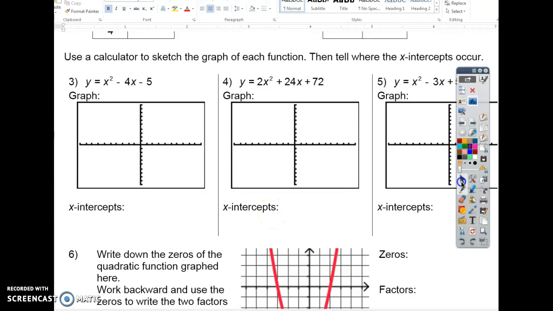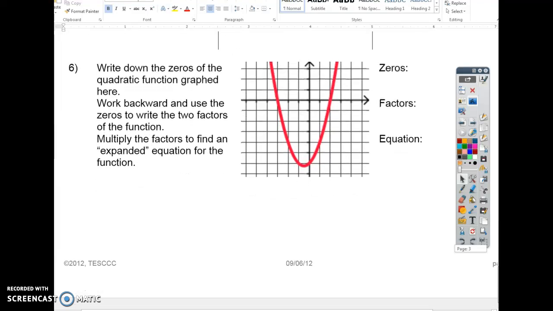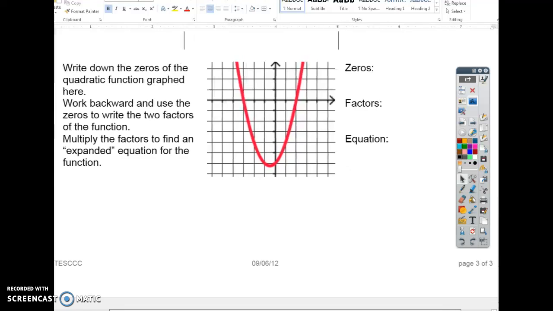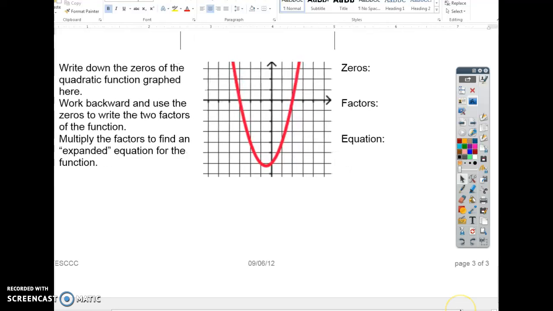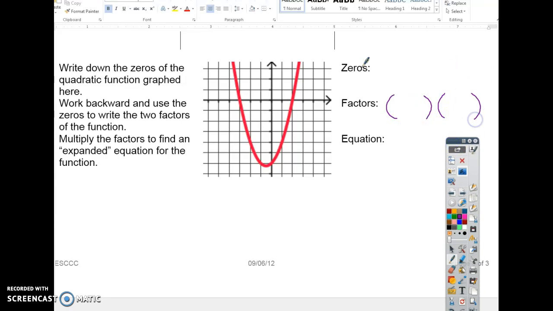I'm going to do the bottom one with you because it's been a while since we've done something like this. It's asking to write down the zeros of the quadratic function graphed here. Work backwards and use the zeros to write the two factors. So I'm going to find the factors from the zeros, and then I'm going to find the equation.